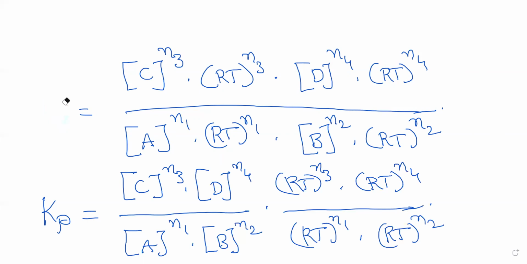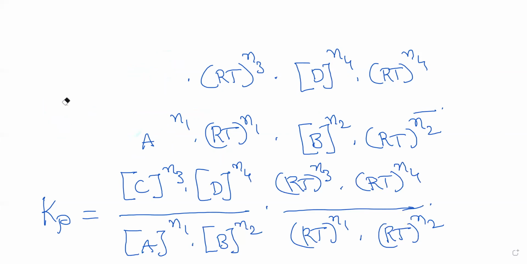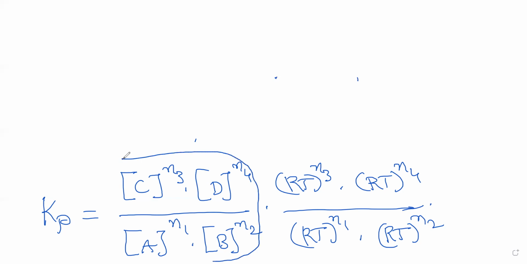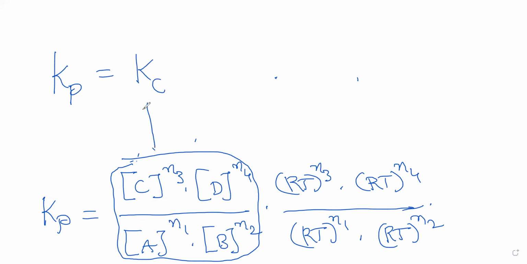Noted, sir. Okay, good. Now let us observe the terms. So what do you observe? What is the first term? That is the first fraction. If you observe fraction one, what is this fraction? This fraction is our Kc. I told you that in the beginning. Kp is equal to this fraction. This entire thing is Kc.